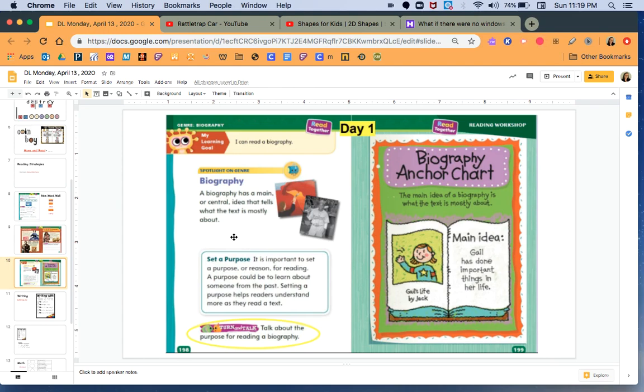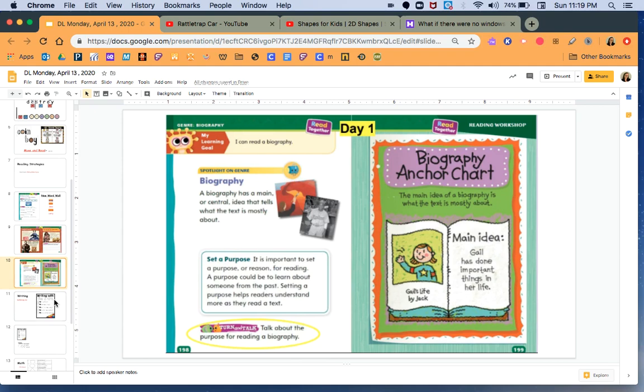Remember, autobiographies are when I write about myself, biographies are when I read about somebody else. It is important to set a purpose or a reason for reading. A purpose could be to learn about someone from the past. Setting a purpose helps readers understand what they need to get when they read the text. And so when we read a biography, the purpose is for us to learn more about somebody else.